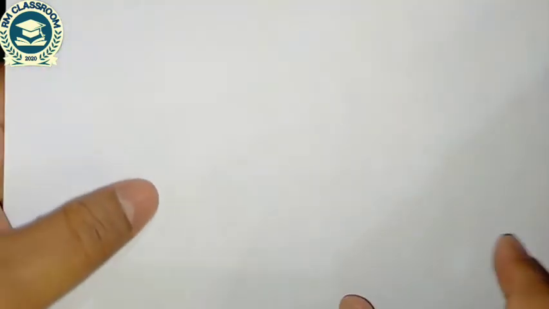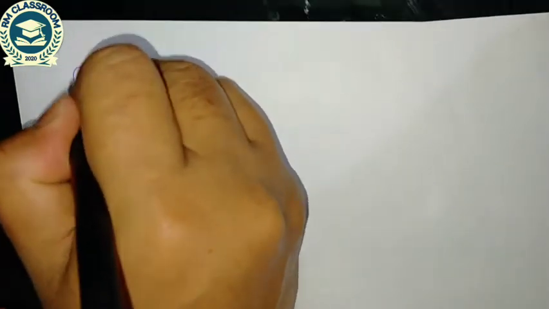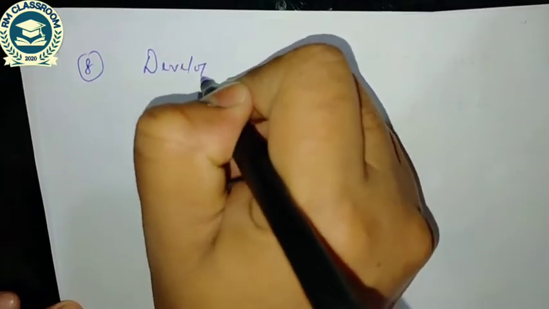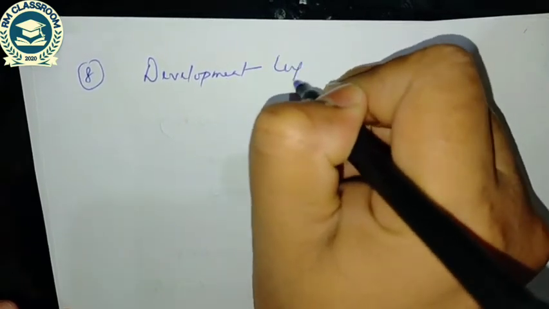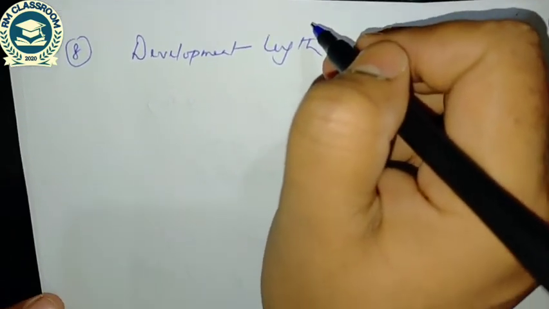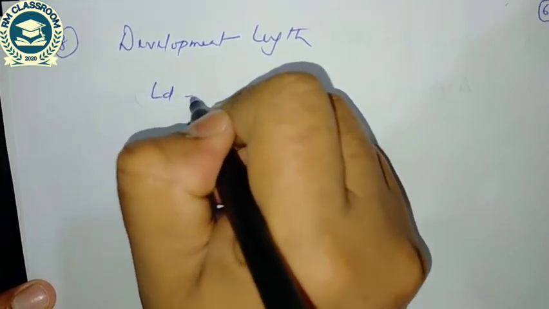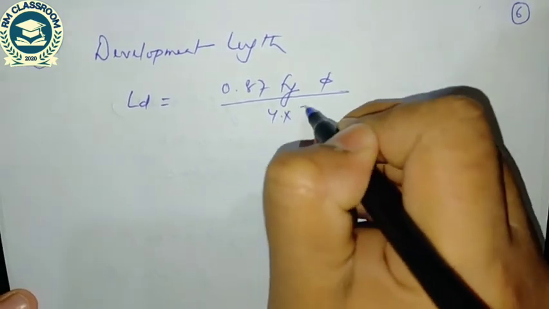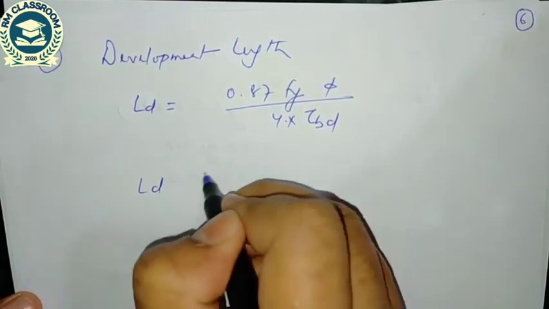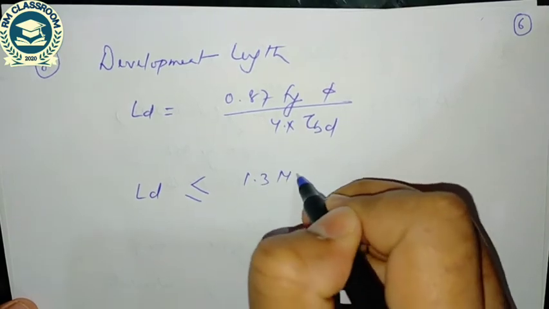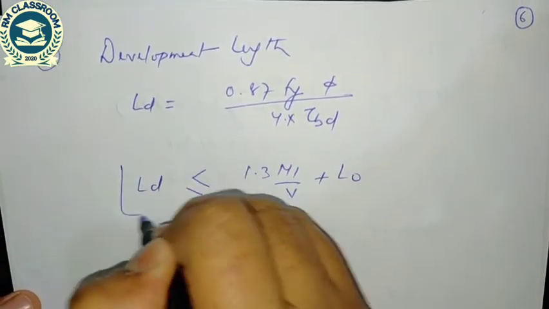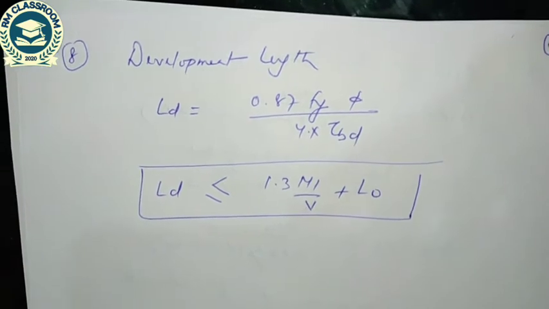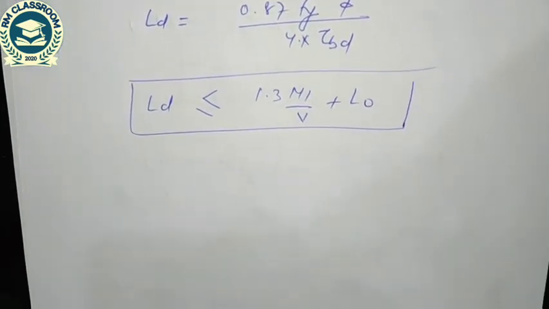Similarly, design for the development length. So the last step is development length. For the development length, LD you have to compute 0.87 Fy phi by 4 into tau BD, and this development length should be less than 1.3 M1 by V plus L0. So you have to check this. So this is the procedure of how to design the slab by Marcus method.